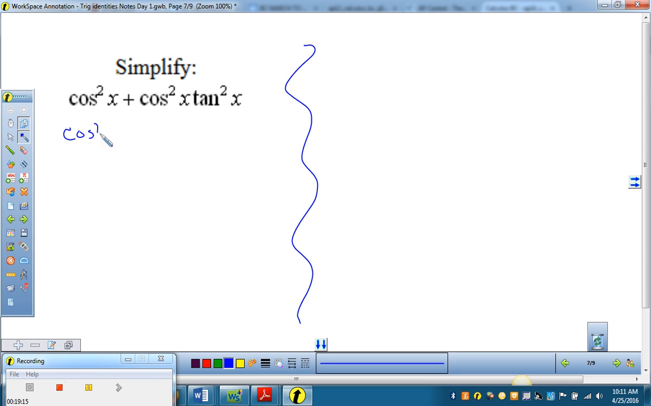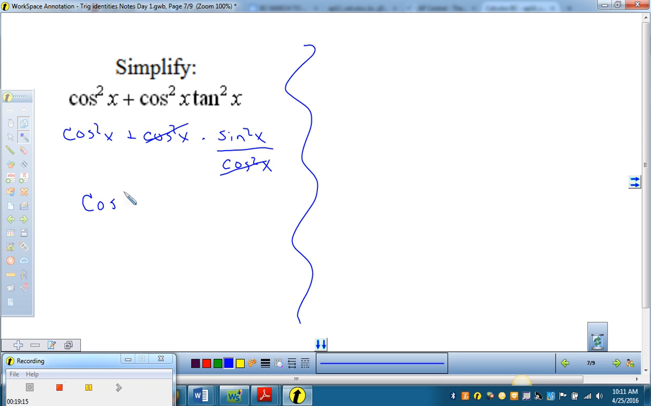All right. So we've got cosine squared x plus cosine squared x times what? CJ? Sine squared x over cosine squared x. Yeah. How does that help us? Because you can cancel that one and that one. What does it leave me with? Cosine squared x plus sine squared x. And what's that equal? That equals 1. Yes, it is. So this one simplifies to 1.